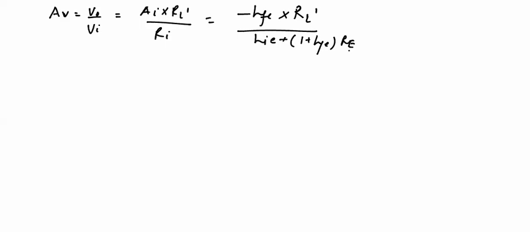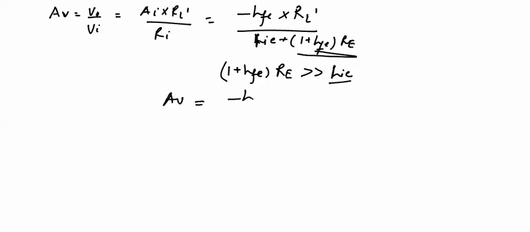If RE equal to 1 kilo ohm, HFE equal to 50, then this whole term becomes 51 kilo ohms. While typical value of HIE is 1 kilo ohm, so we can say that this term is very much greater than HIE. So if 1 plus HFE into RE is very much greater than HIE, then neglecting this part, we can write AV equal to minus HFE into RL dash upon 1 plus HFE into RE.